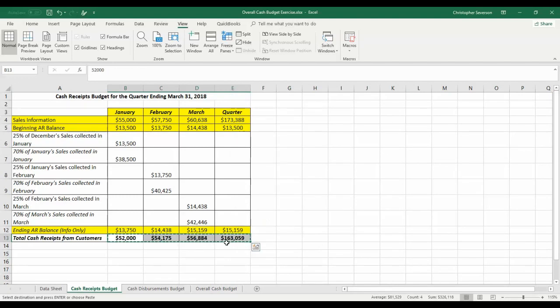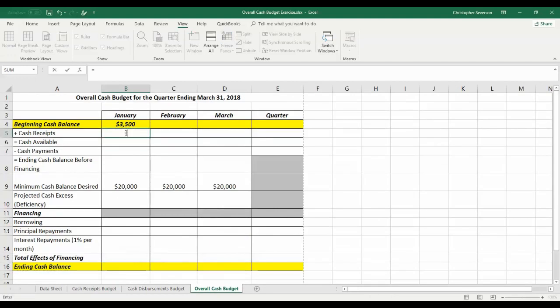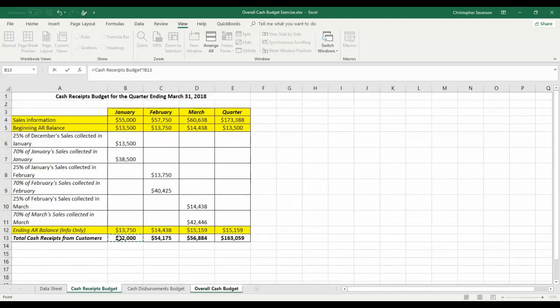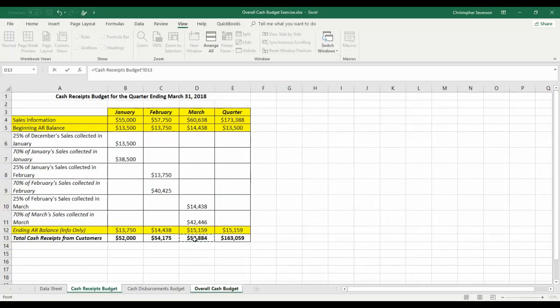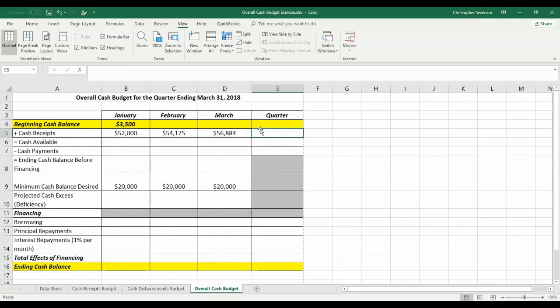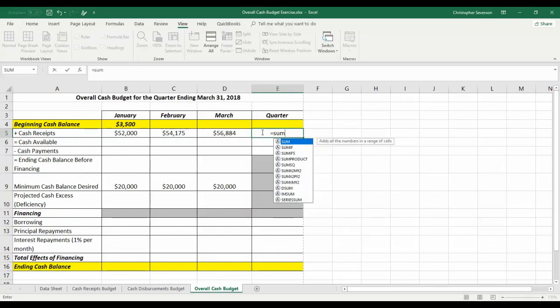So you can link them to this, which, in fact, I'll go and do that. I'm going to link it. Just hit the equal sign. Go back and click this number, and you can see at the top there's a formula. When I hit enter, it's going to take us back to the overall cash budget, and you'll see that it's now linked to the cash receipts budget. I'm going to do the same for February. Grabbing February's budget, it's there, and the same for March, and now we have that. I could have done the total as well, the quarterly total, or I could just sum these three up, whichever works best for you.